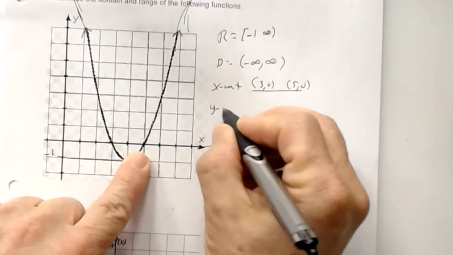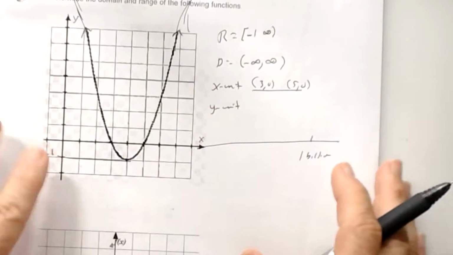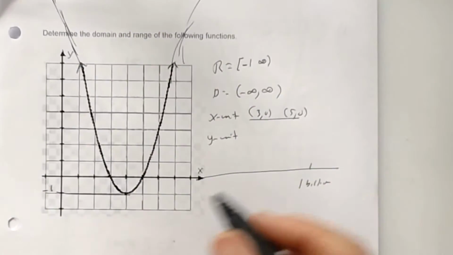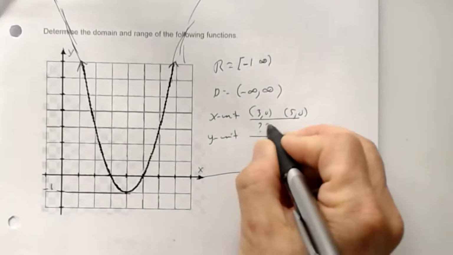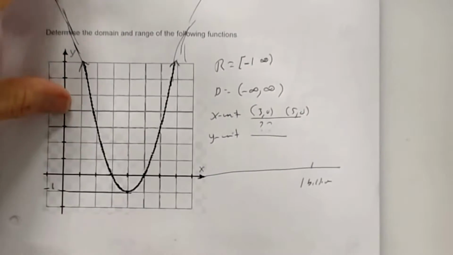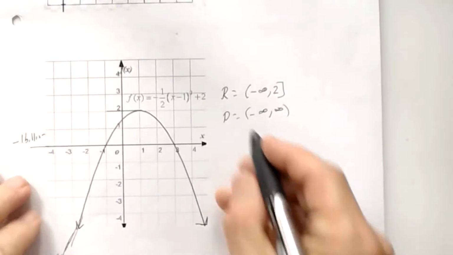The Y-intercept, there is one, right? Eventually, but you really can't tell what it is. So I'm just going to put a question mark there. But there is one. We just don't know what it is, and you really can't estimate. But you agree there's one, right? Okay.